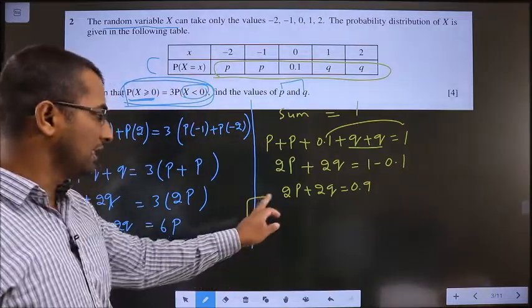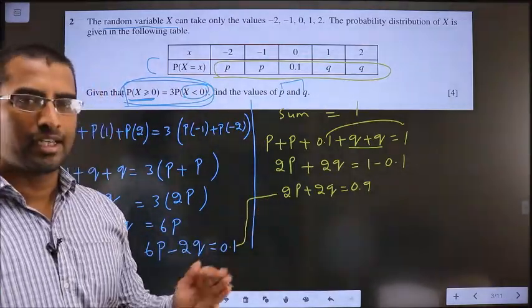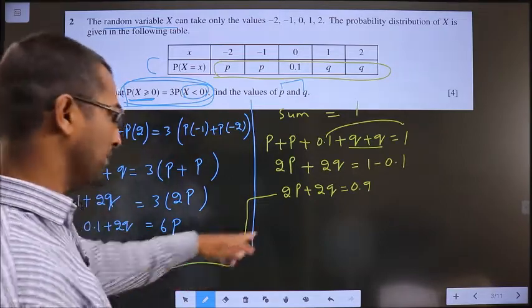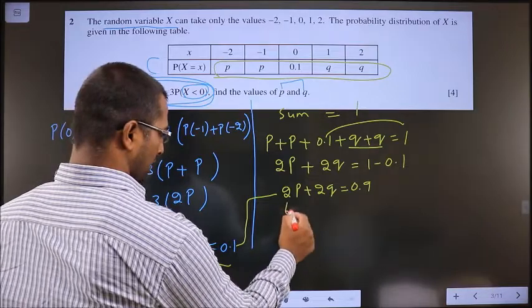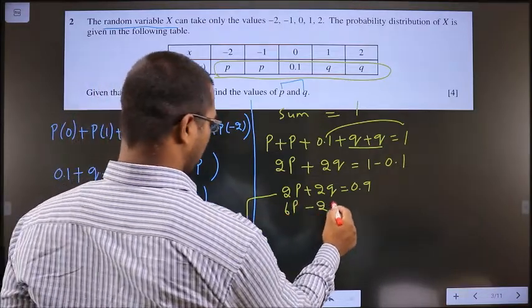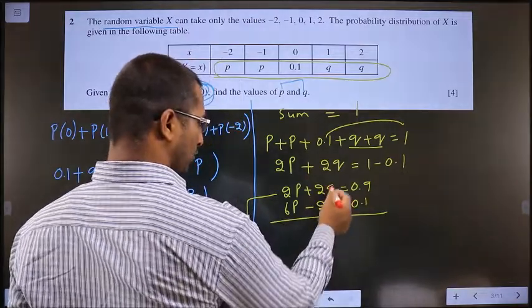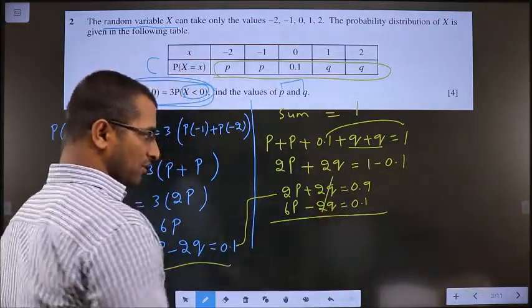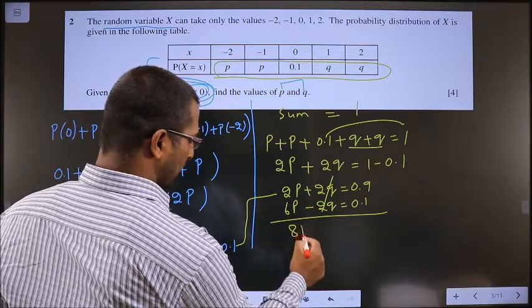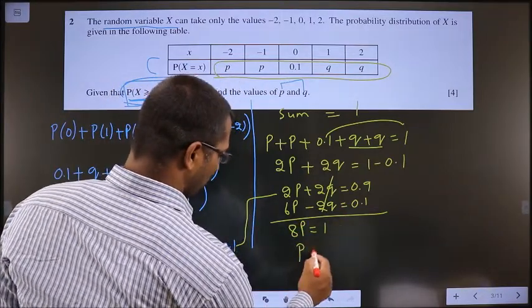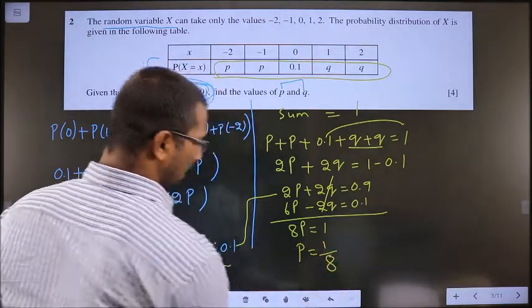I should solve these two. That will give me the values of p and q. So I write this equation below this. 6p minus 2q is equal to 0.1. Plus 2q minus 2q cancel out. 2p plus 6p is 8p is equal to 0.1 plus 0.9, which is 1. So the value of p that I get is 1 by 8.